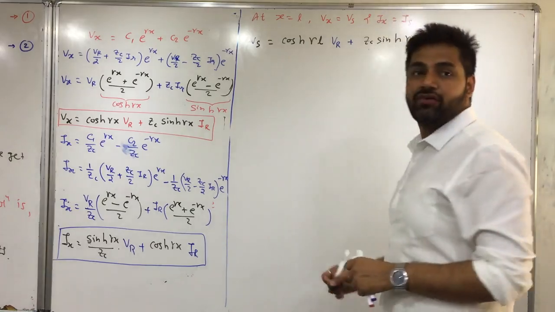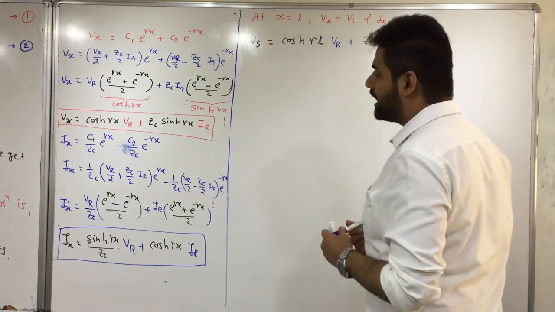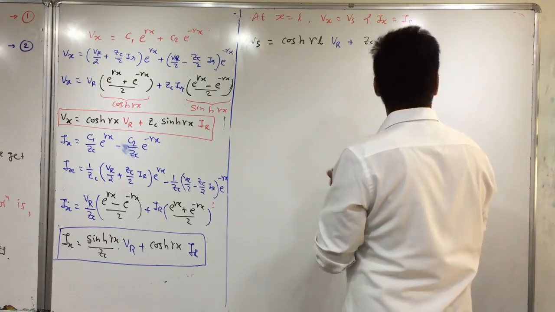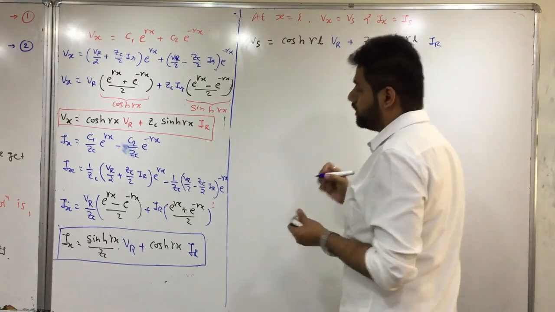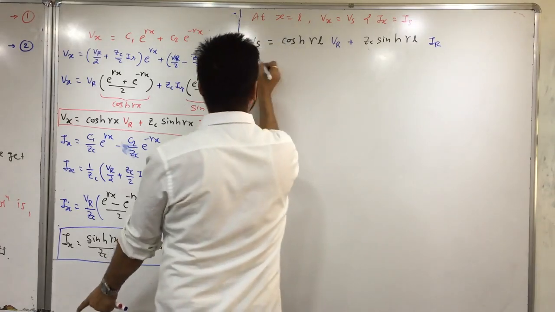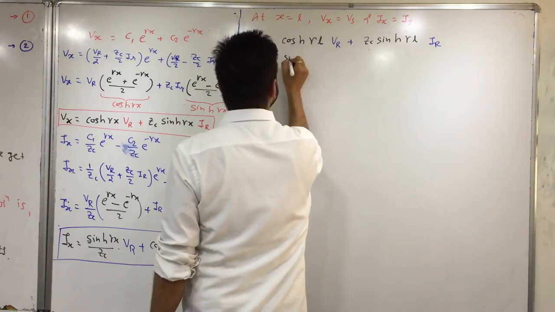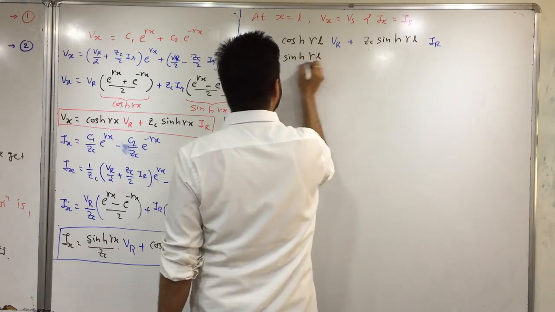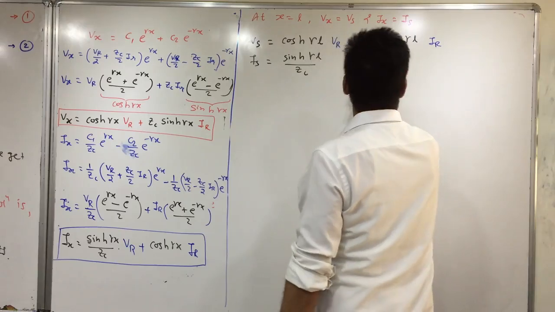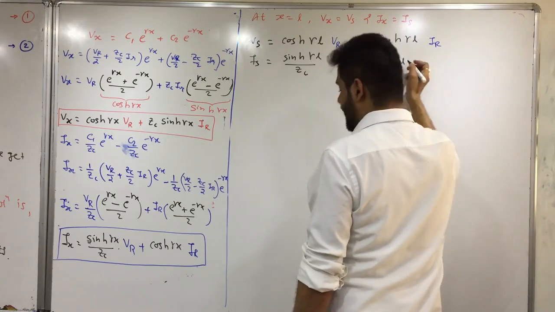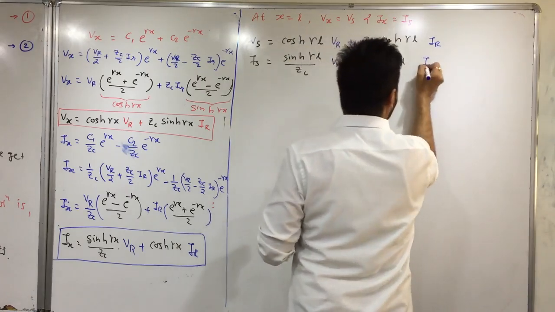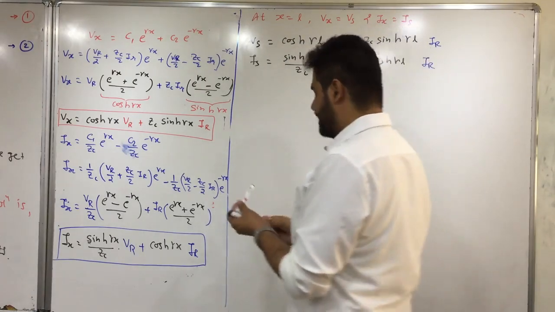Okay, so we have got ZC sin hyperbolic gamma L multiplied by IR. So this is what I got. And let's deal with the next one, which is equal to sin hyperbolic gamma L divided by ZC into VR plus cosine of hyperbolic gamma L into IR. So this is VR plus IR. So we have got our equations as well.